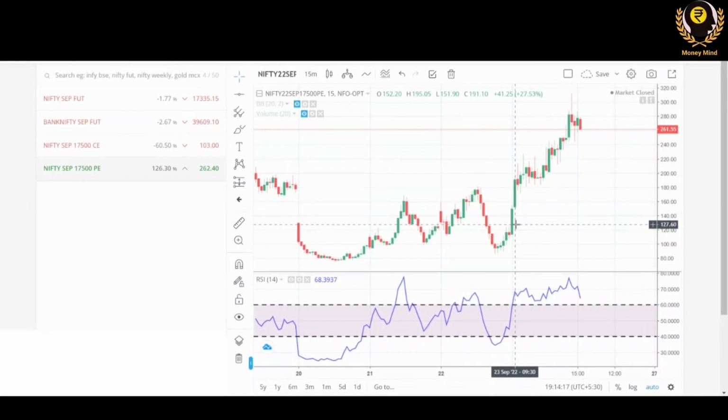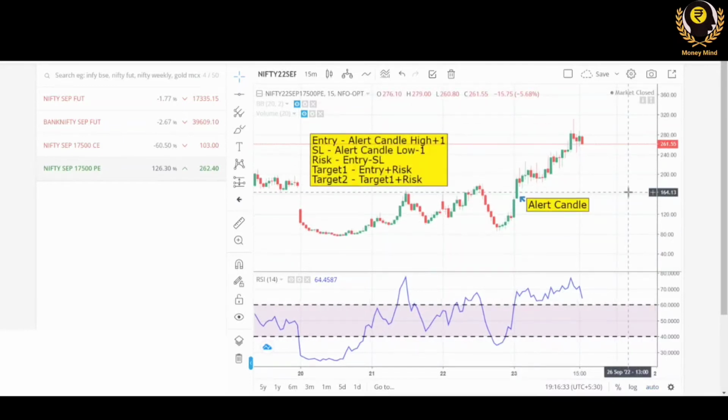So at the closing of 9:30 candle, RSI has crossed above 60. Now I need to define my entries, my stop losses and my targets. Okay, so this is my alert candle. This green candle is my alert candle. Why? Because it has crossed and closed above RSI 60.